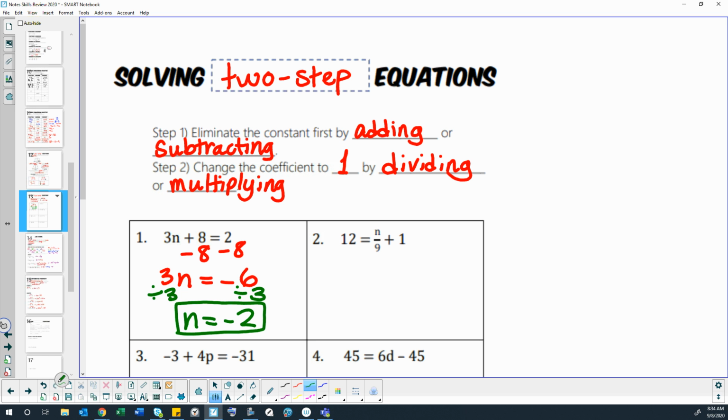Now you know how on our last page solving one-step equations, it was suggested that we try to keep the variable on the left side. Is that a requirement? It is not required to keep our variable on the left side. Sometimes it's just easier for our variable to be on the right side, and we can just leave it there.